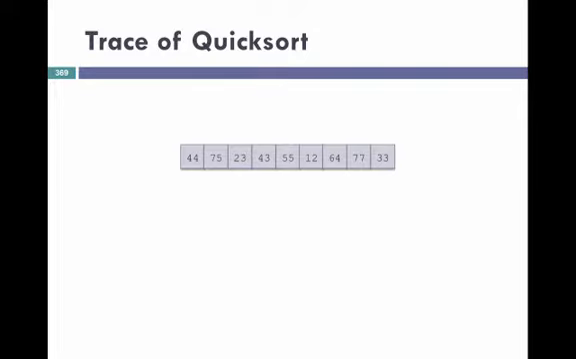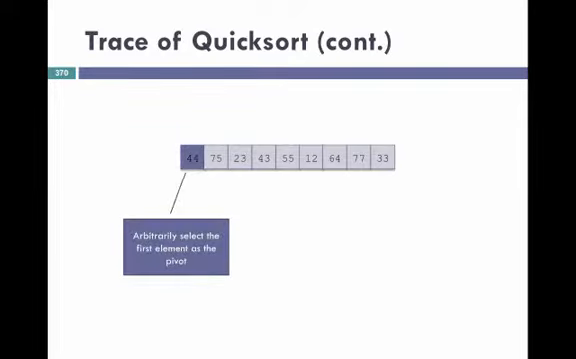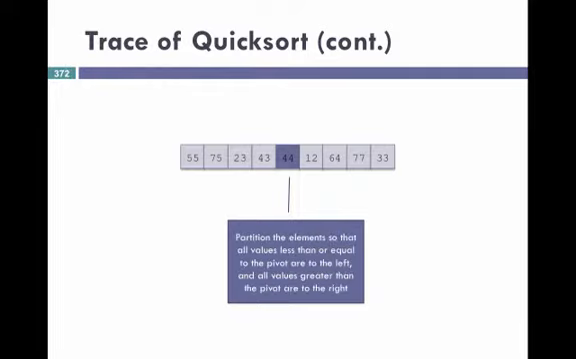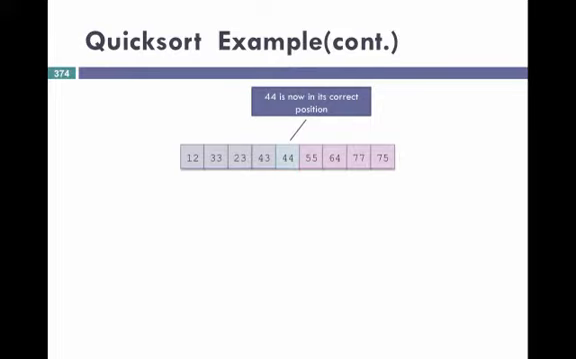Okay, here's an example to show how this works. We arbitrarily select the first element as the pivot, and then we swap the pivot with the element in the middle. Now we partition the elements so that all the values less than or equal to the pivot are to the left, and all the values greater than the pivot are to the right. And that just happened. We'll go into more details in a moment. But the gray values are less than 44. The pink values are greater than 44. So 44 is now in its correct position in terms of the final sorted array.